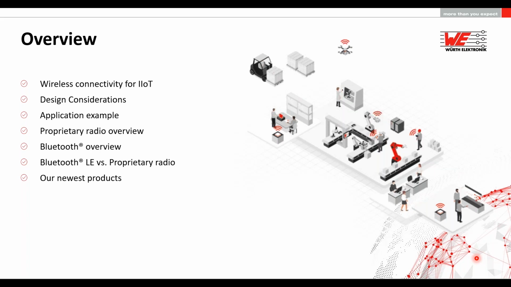I will begin, as just said, about wireless connectivity in general for industrial Internet of Things applications. What are the most important factors to be considered when designing a wireless connectivity solution with the help of a typical industrial application example? Then we go to the core of the topic today, giving you a brief overview of proprietary radio protocol as well as the Bluetooth and Bluetooth Low Energy protocols. We compare these two standards and also stay tuned for a short presentation of the two new products in our portfolio from Würth Elektronik ISOS.